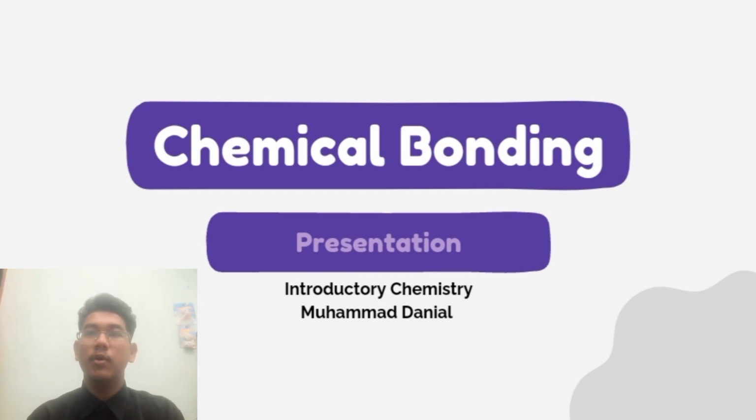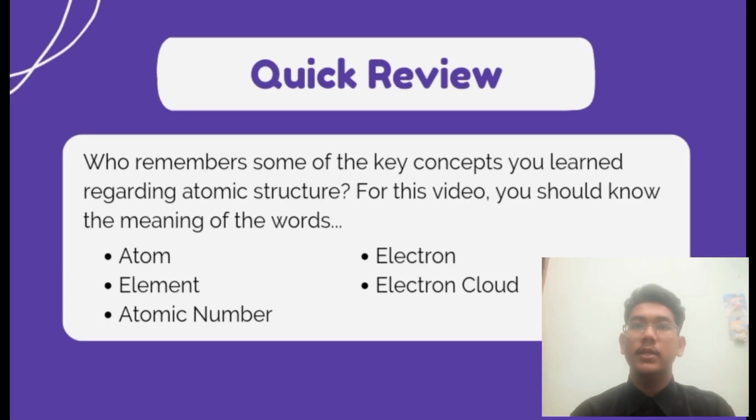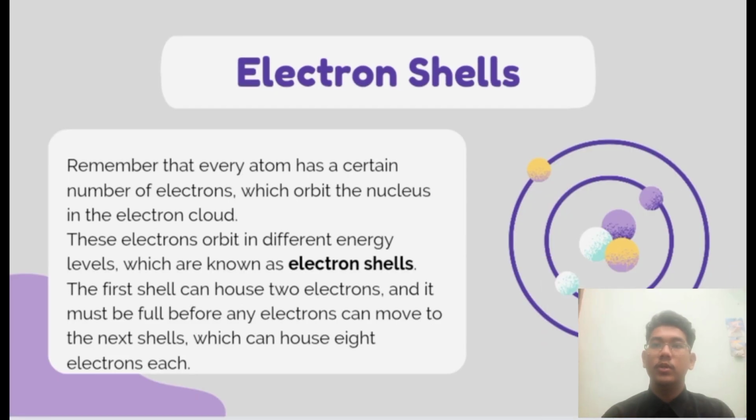In this video, I'm going to talk about chemical bonding. Before that, this is something that you need to remember and know. Okay, move on to the electron shell. Every atom has its own electrons which orbit the nucleus.